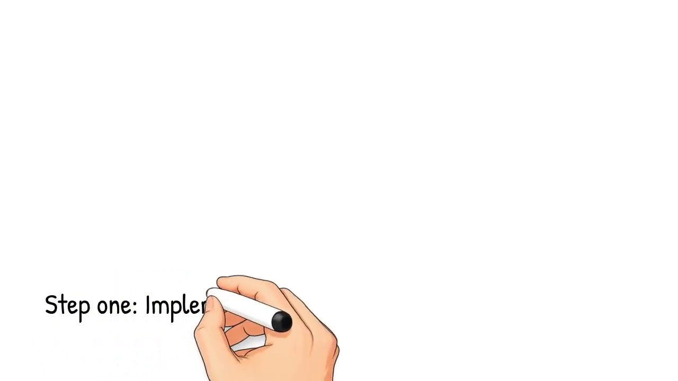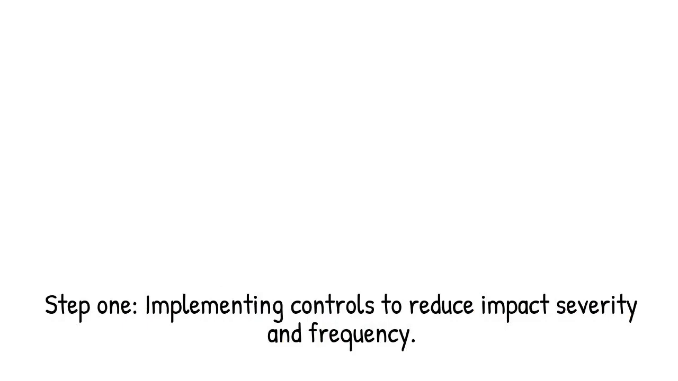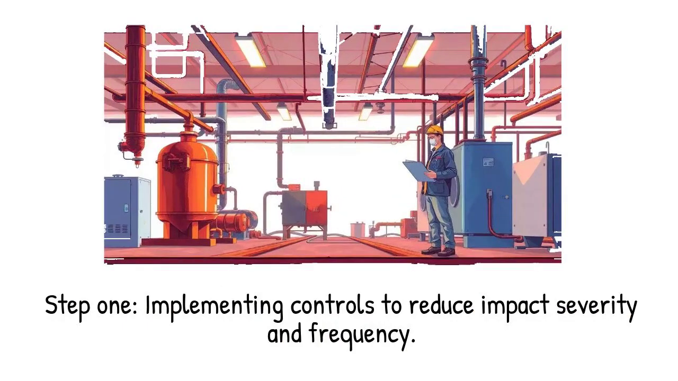The first step is implementing controls. Controls can be engineering controls, administrative controls, or operational controls. For example, installing scrubbers on boilers, using spill containment trays, improving wastewater treatment, switching to energy-efficient equipment, or reducing hazardous chemical usage. Controls reduce severity, frequency, or both.